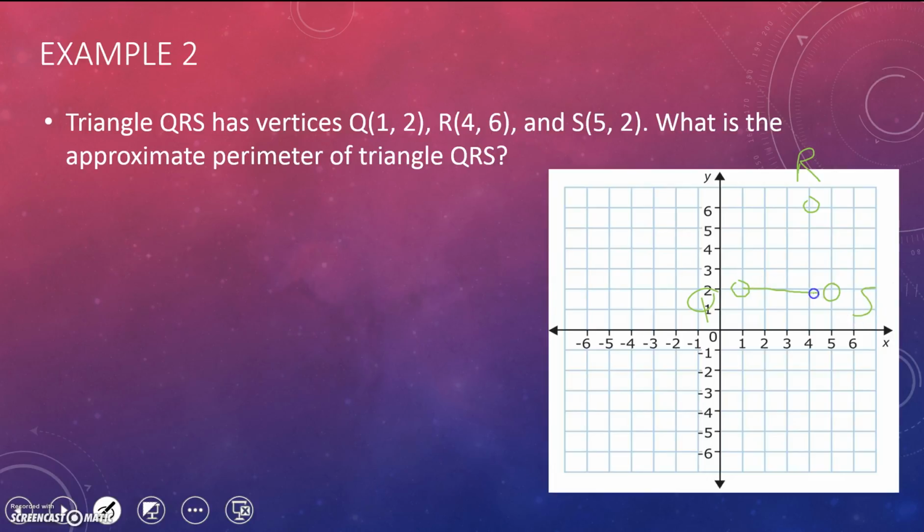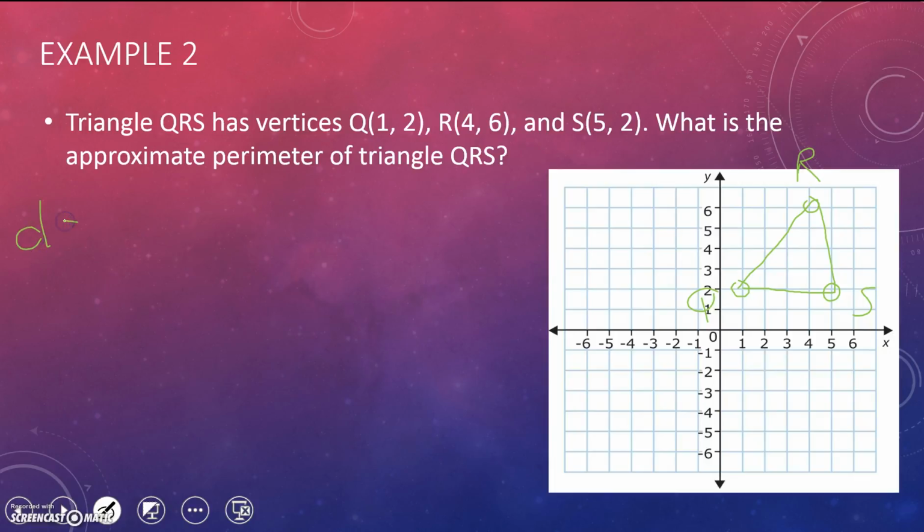And we're going to go ahead and connect that to form a triangle. And what I want to do now is find the approximate perimeter of this triangle. So what we have to do is find the lengths of all these sides, which means we're going to be using the dreaded distance formula. So let's go ahead and do that now.